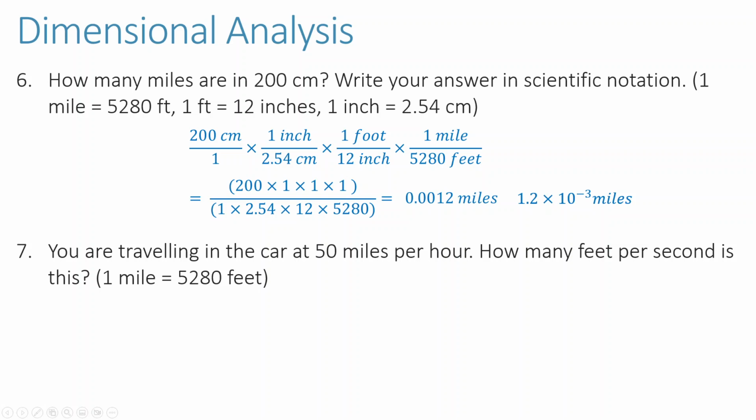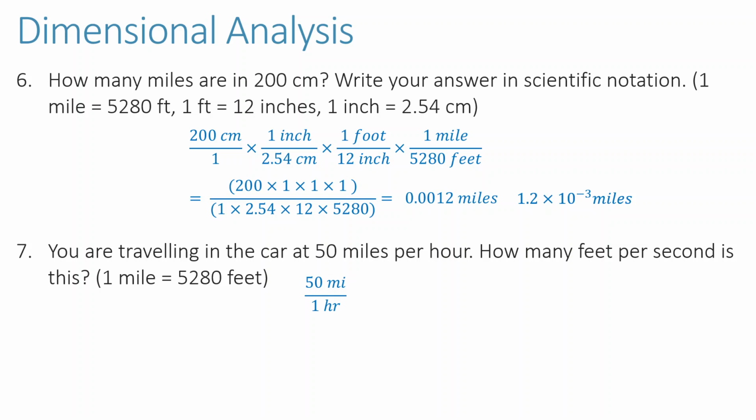Okay, question 7. You are traveling in a car at 50 miles per hour. How many feet per second is this? Okay, so this one's a little bit different from the other ones in that we have 50 miles per hour. So look at how I'm going to write this. I've got 50 miles per, with a division line, 1 hour. So this is one of those cases where you don't just have a 1 on bottom. You also have a unit on bottom. It's miles per hour. So miles on top, hours on bottom.